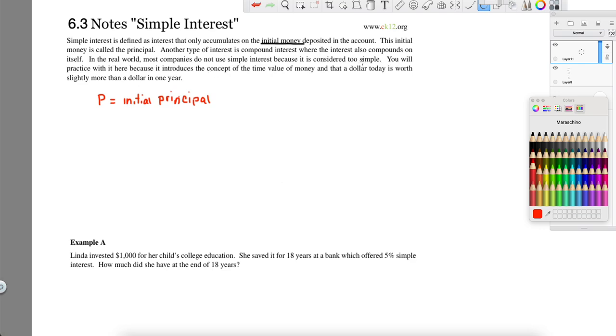So simple interest is not really used, but this is just a way to understand the concept a little bit better. So we're going to have the amount, or A, which is the final amount that we get on our investment. And the amount is going to be dependent on the rate. R is going to be the interest rate. And it also depends on how many years we're investing. T is, let's call it time in years.